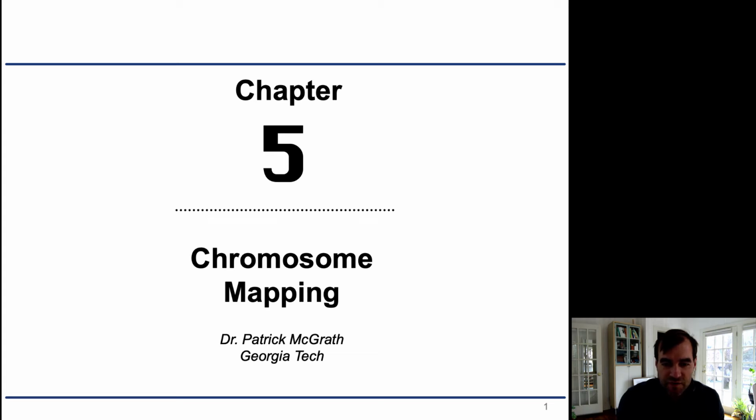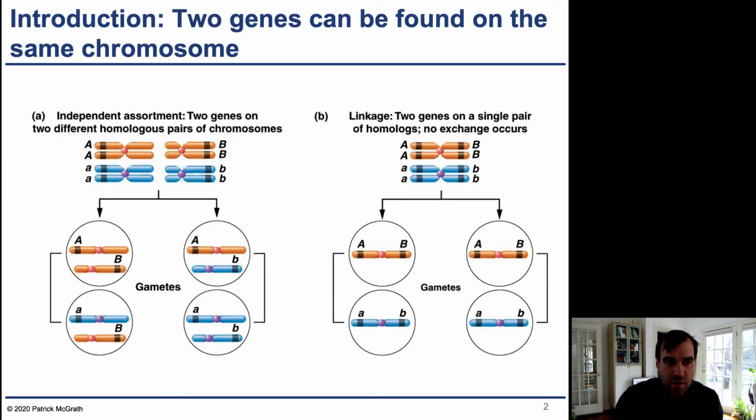All right, chapter 5 is on chromosome mapping. The purpose of this chapter is to move on from the situation where two genes are on different chromosomes. In the previous chapter, we discussed things like the color of Labrador retrievers. We also discussed things like squash fruit shape and skin color of snakes.